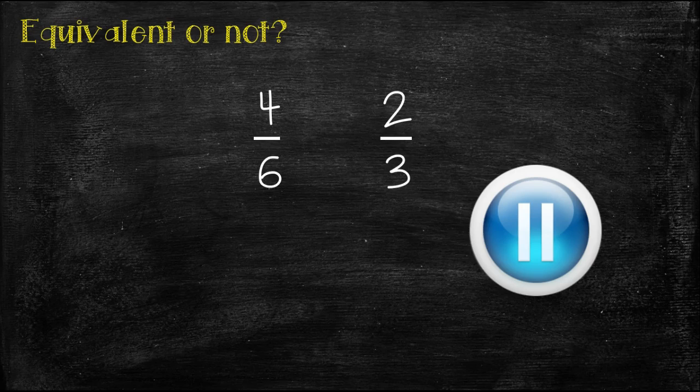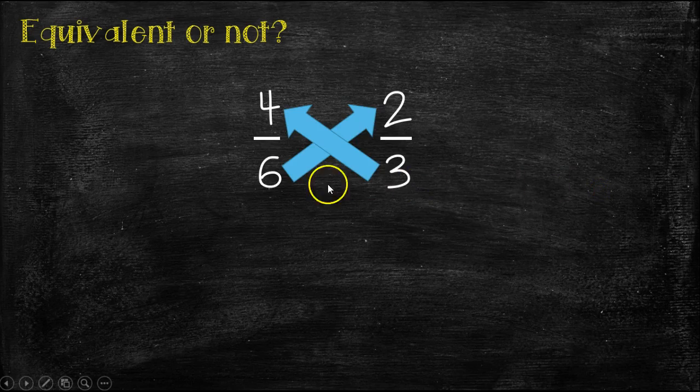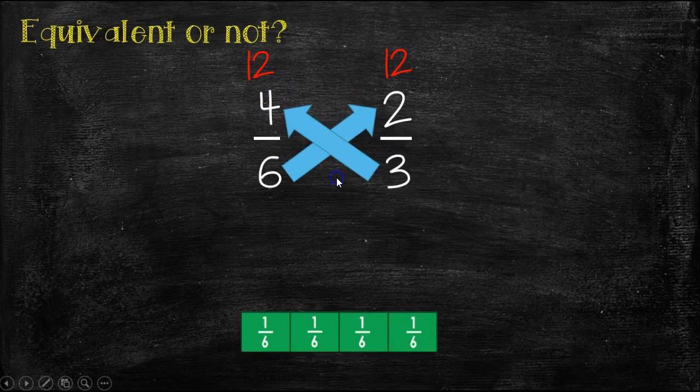Okay, coming back in 5, 4, 3, 2, 1. Did you get equals? That 4/6 is in fact equivalent to 2/3? Let's find out how I got that answer. Well, I cross-multiplied, just like I told you to do earlier, and I started with the denominator over here. So 6 times 2 equals 12, and 4 times 3 equals 12.